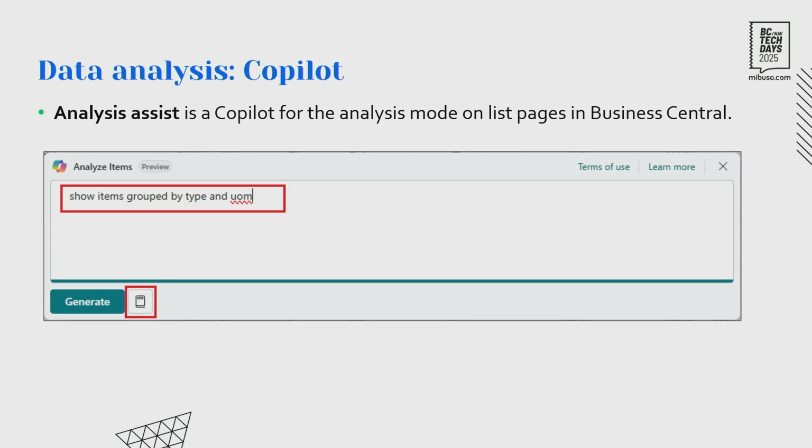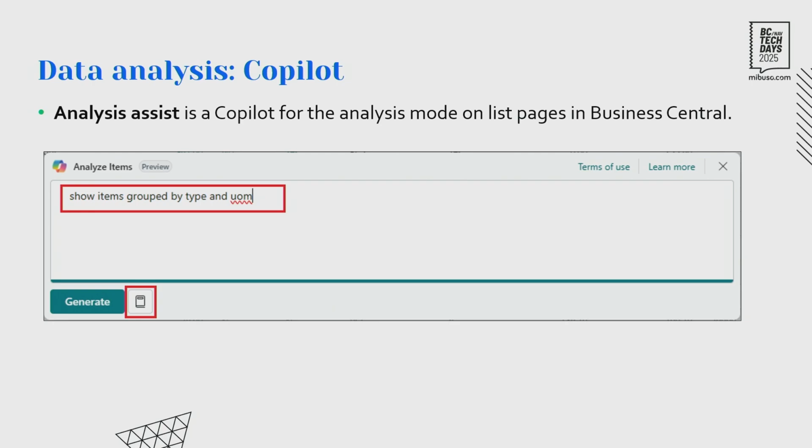Normally, in my session, I was not really going to talk a lot about Copilot or AI. I think there might be quite a lot of other sessions that dive into that. However, in data analysis mode, there is also a Copilot button on which you can click. You can type in a simple question on that item list, show me the items by type and unit of measure, and it will simply generate that view.